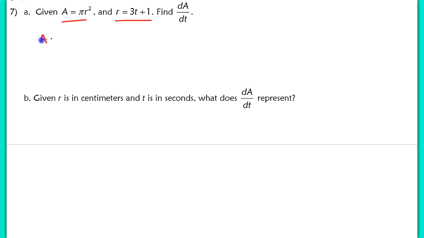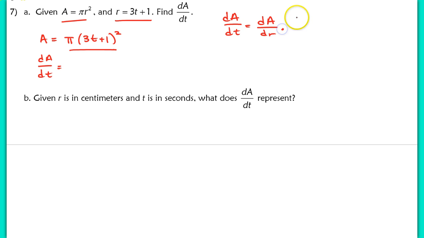We can rewrite A in terms of t by making a substitution right away, and we can write r as 3t plus 1. So A equals pi times (3t plus 1) squared. Now A is in terms of t, and we can just differentiate A with respect to t, just like we normally would with a composite function. So our second option would be to find this derivative of A with respect to t by first finding the derivative of A with respect to r and then multiplying that by the derivative of r with respect to t.